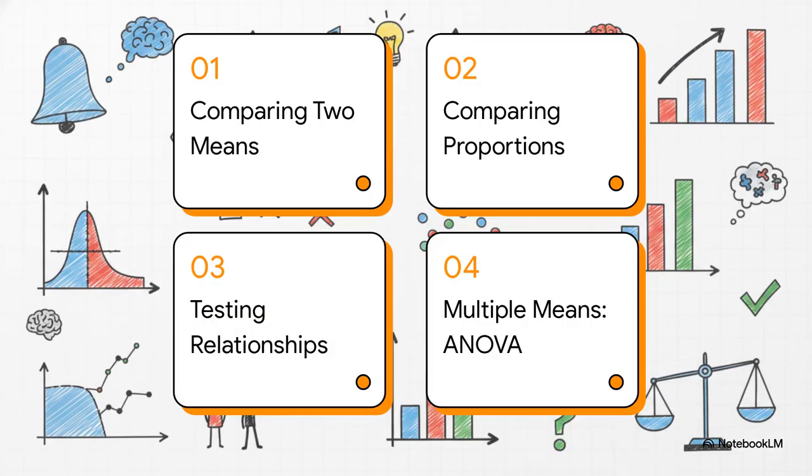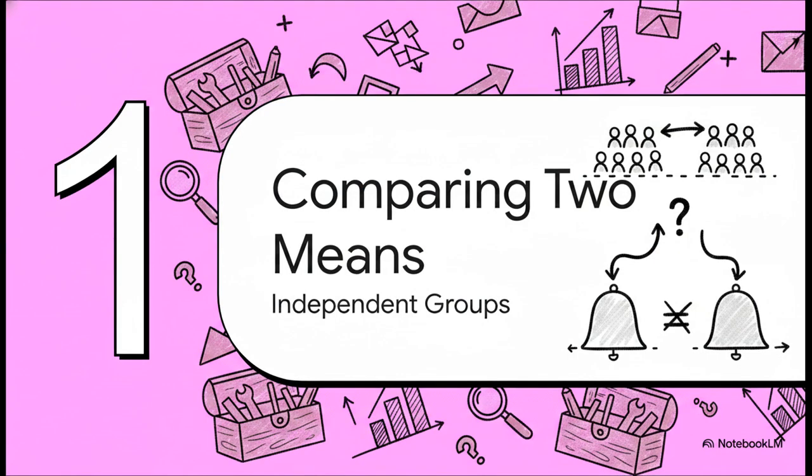Here's the agenda for today's explainer. First, comparing two population means. Second, comparing two proportions. Third, independence and correlation. And fourth, comparing multiple means using ANOVA. Let's get into it. Section 1.